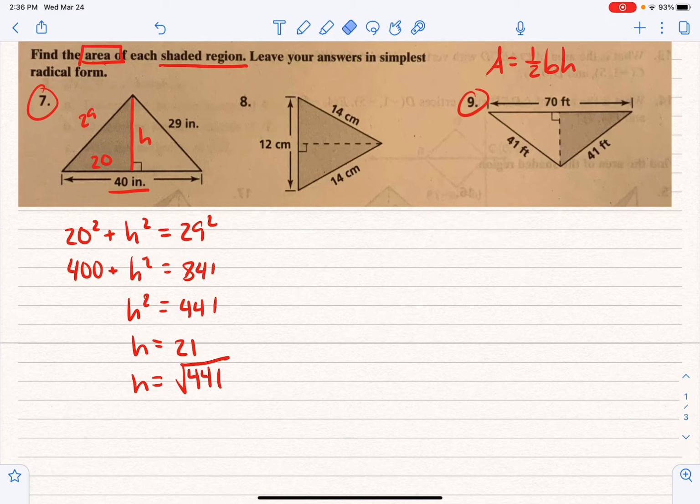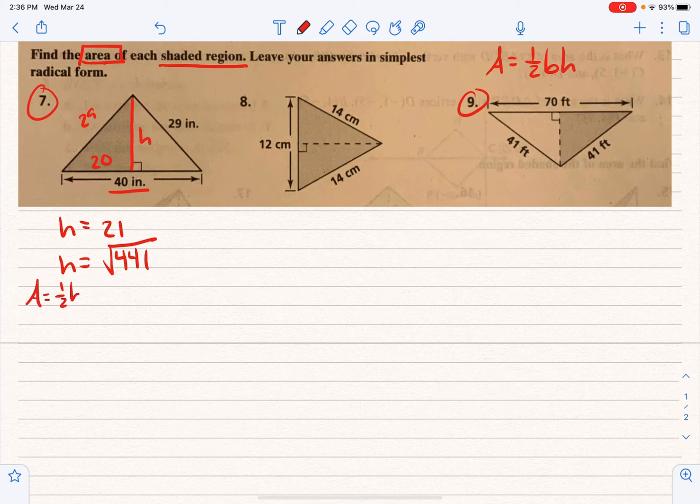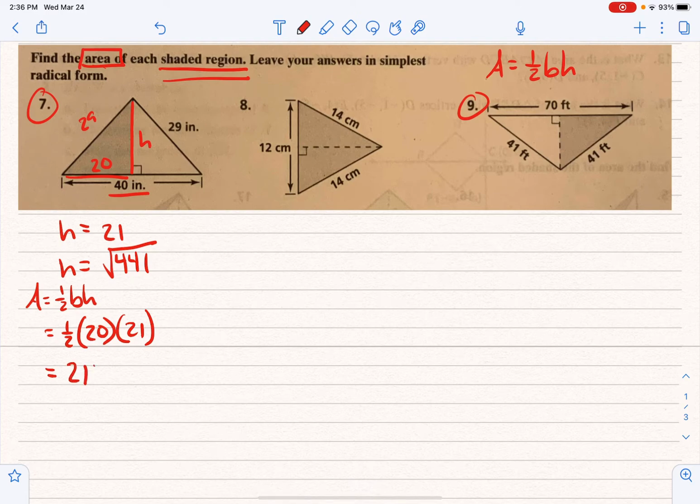And to finish the problem, what I do is, let's see here, get rid of some of this. I've got to use that height in the equation. So I say area is equal to 1/2 base times height. Well, the base is only 20 because it only wants the shaded region. So I say the area is equal to 1/2 times 20 times 21. Well, 1/2 of 20 is 10. 10 times 21 would be 210.